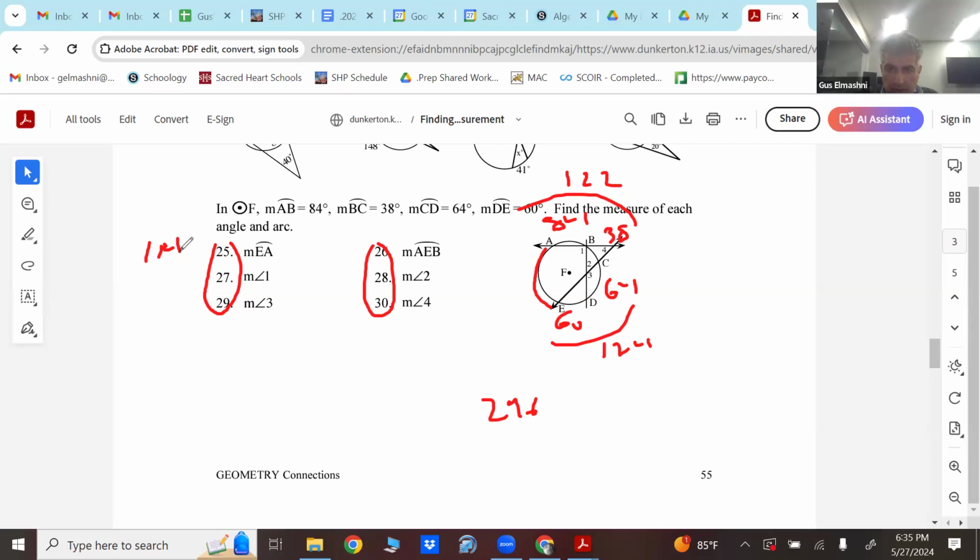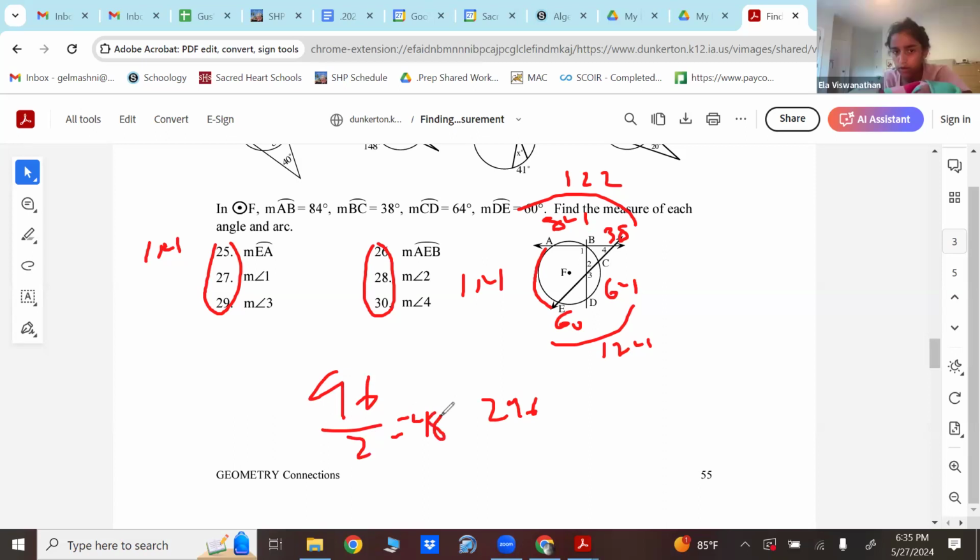Angle two, 38 and 60, you average it, 98. I'm sorry, say it again, 49. Yeah, you got it. Then angle three is easy. That's going to be 131. And then angle four, subtract 114 with 38, which is 96 divided by 2, which is 48. 114 minus 38 divided by 2. Right. Yeah.